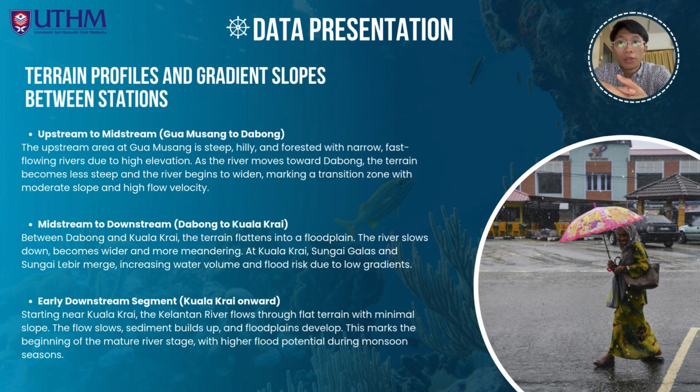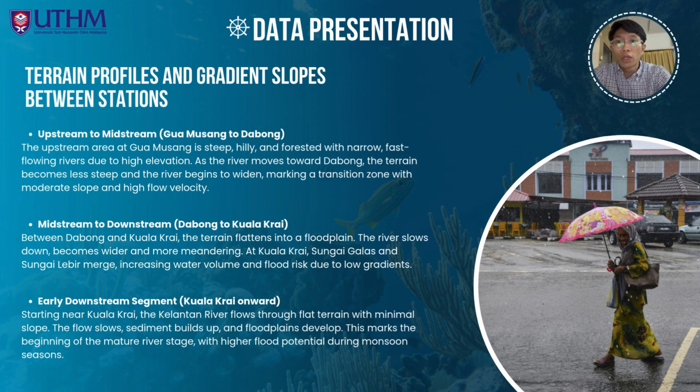As for the last slide of our data presentation, this explains the changes in terrain and river slope across 3 main segments of the Kelantan River Basin from Gua Musang to Kuala Krai, and how these physical features influence the river's behavior. From Gua Musang to Dabong, which is the upstream to midstream, this area is steep and hilly, causing the river to be narrow and fast flowing. As it nears Dabong, the slope becomes more moderate and the river starts to widen.